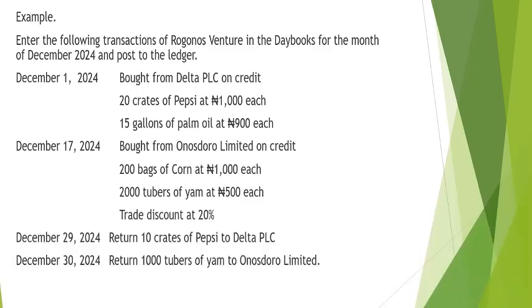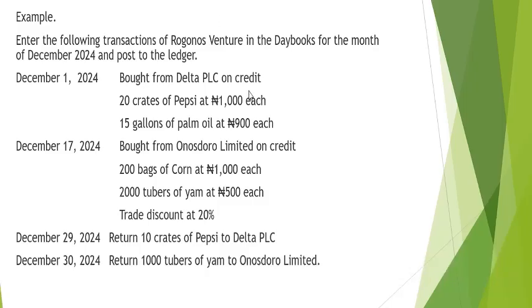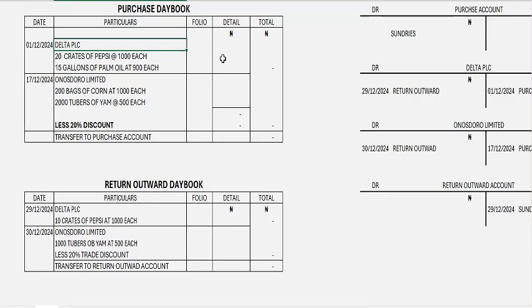We bought from Delta PLC. We have to capture the name of Delta PLC here because we are buying from them on credit. So we have 20 crates of Pepsi at 1,000 naira each. 20 times 1,000 will give us 20,000.